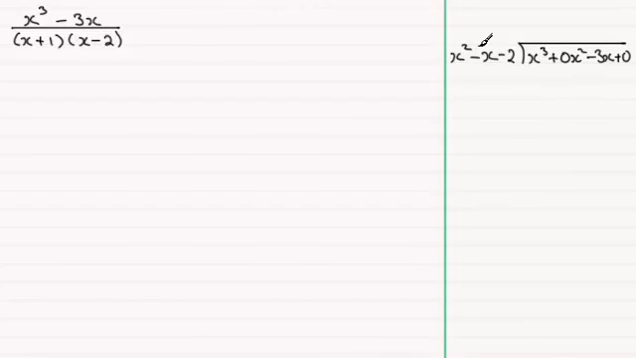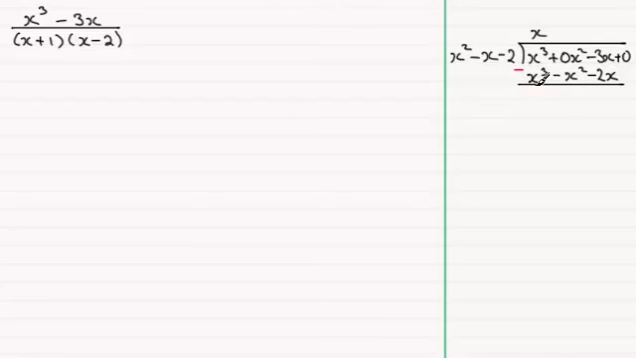And in the usual way, what do we multiply x squared by to get x cubed? Well, it's got to be x. So x times x squared is x cubed. x times minus x is minus x squared. And then x times minus 2 is minus 2x. And we subtract these to work out what the remainder is.